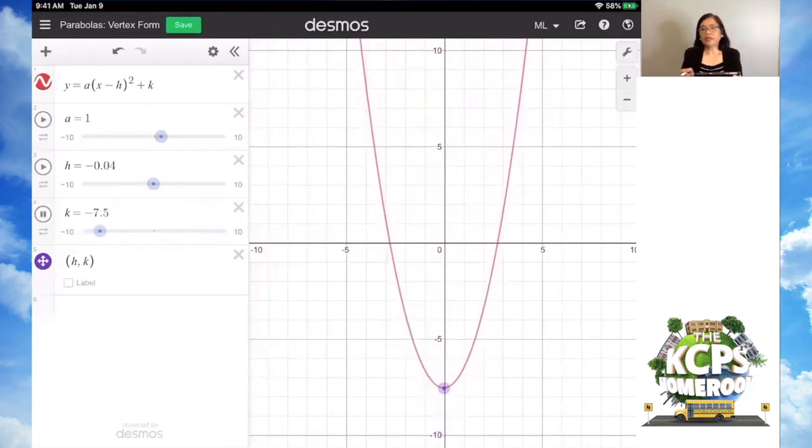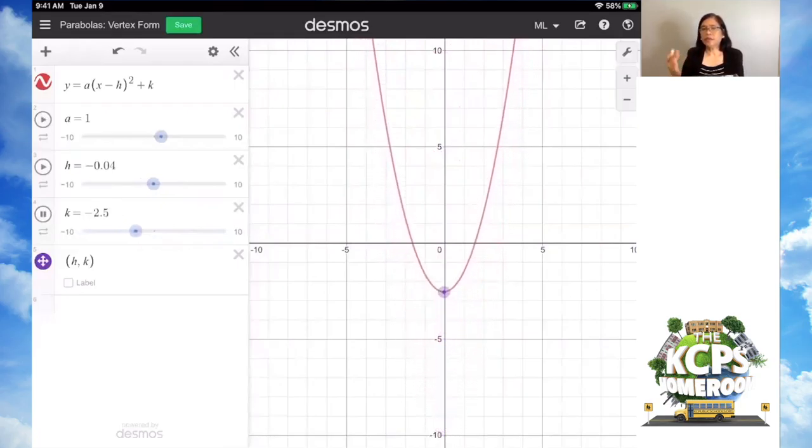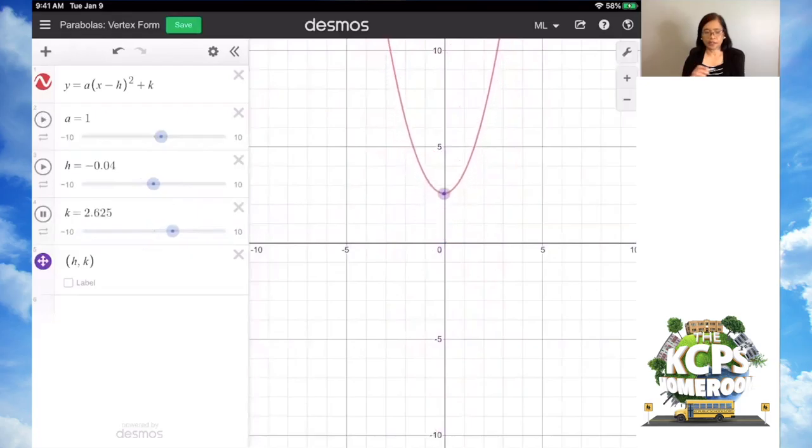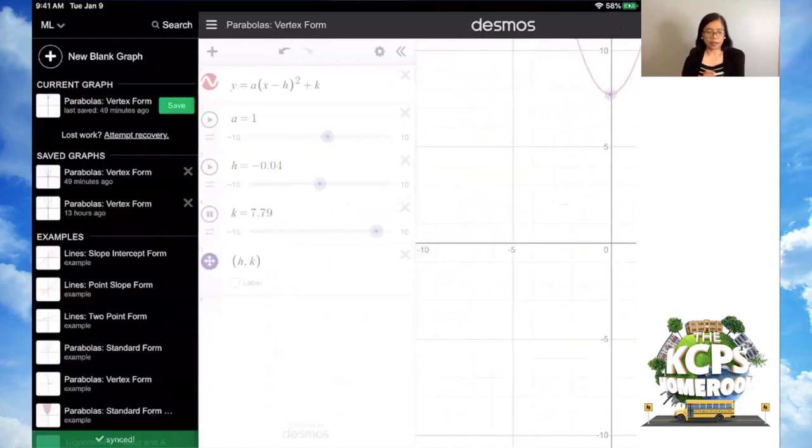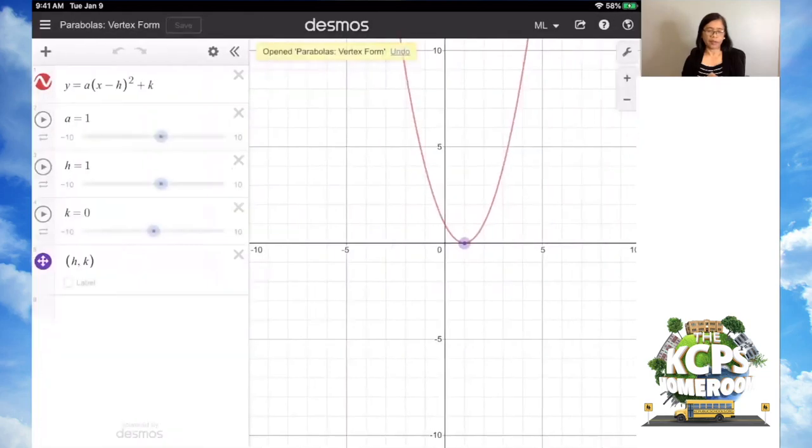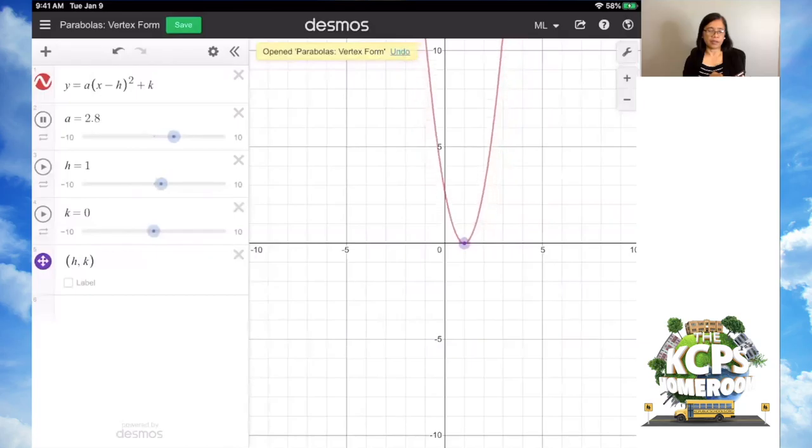For your practice, I want you to Google Desmos graphing calculator and look for the parabolas in vertex form. Then you can just play around and change the value of a, the value of h, then the value of k.